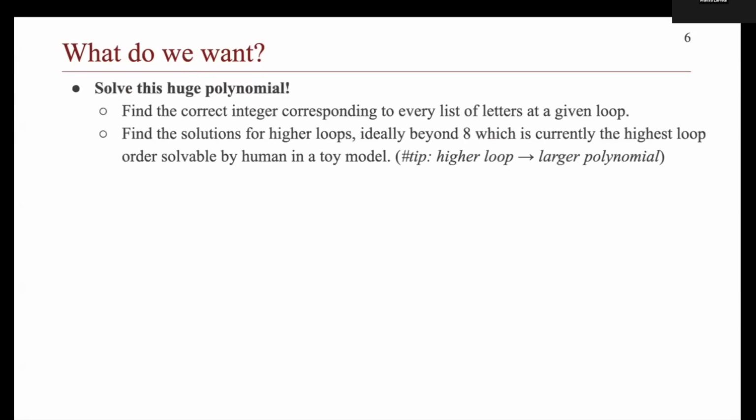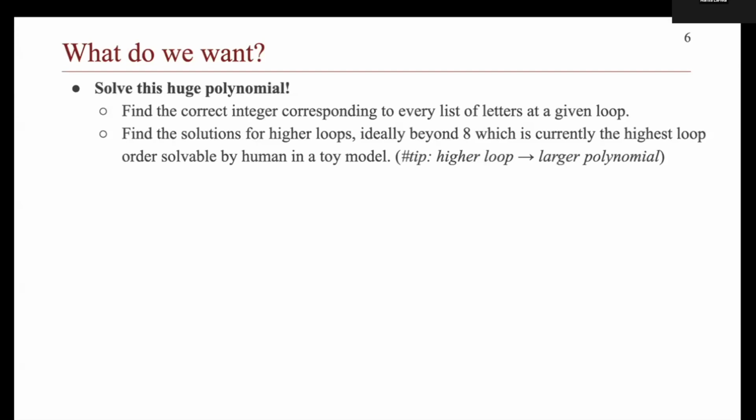Very simple answer: we want to solve this huge polynomial. By solving this huge polynomial, what I mean is that I want to find the correct integer coefficient corresponding to every SB list for letters at each given loop order. More ideally, we want to find that polynomial for higher loop order. The tip is, once you go to higher and higher loop order, the polynomial will grow more and more gigantic, so it's harder to solve.